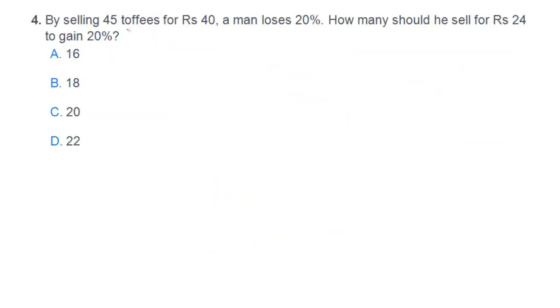Let's take the next question that says, by selling 45 toffees for rupees 40, a man loses 20%. How many should he sell for rupees 24 to gain 20%? In order to calculate gain or loss in profit and loss questions, you should know the cost price and the selling price, and these two things have to be calculated with the same number of quantity, same number of articles. I'm just writing here quantity so that one should not be confused.